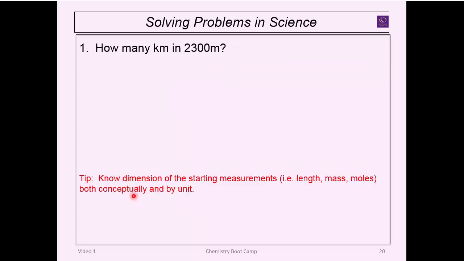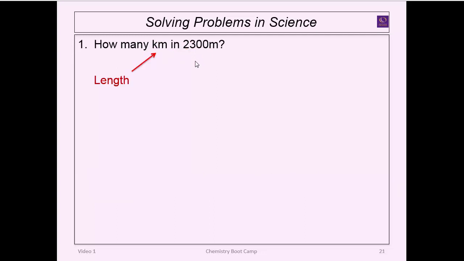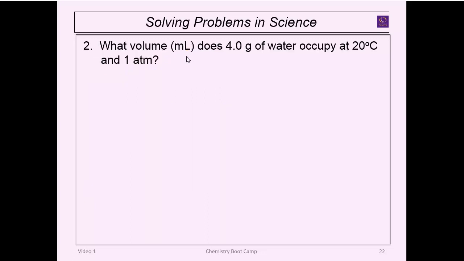And remember, know your dimensions not just by the length, mass, and moles, but conceptually. In other words, what is a meter? It's a length, it's a height, it's a width. Understand the concept behind it, not just the unit. So, how many kilometers in 2,300 meters? That looks like that's going to be a length. And this is a length. This is a conversion problem.